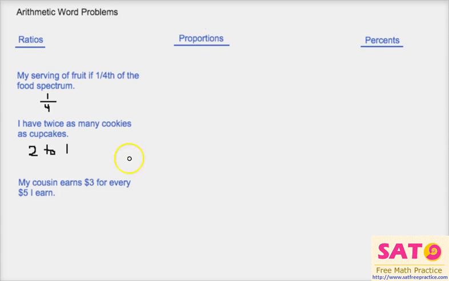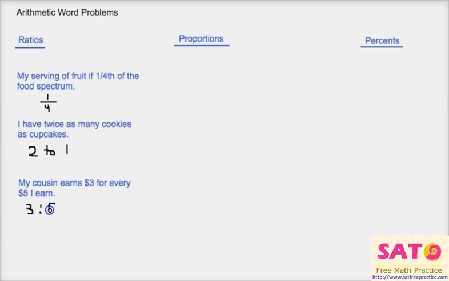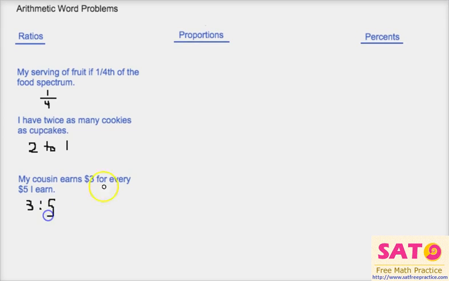And the last one is, my cousin earns $3 for every $5 I earn. So we could write this in the final type, which is a colon ratio. So let's do 3, which is your cousin, compared to 5, which is how much you earn. Alright, so now that we've covered ratios, let's cover proportions.